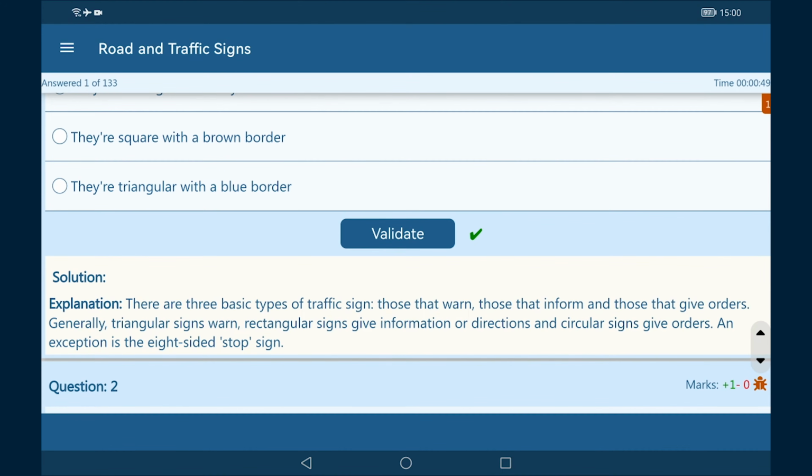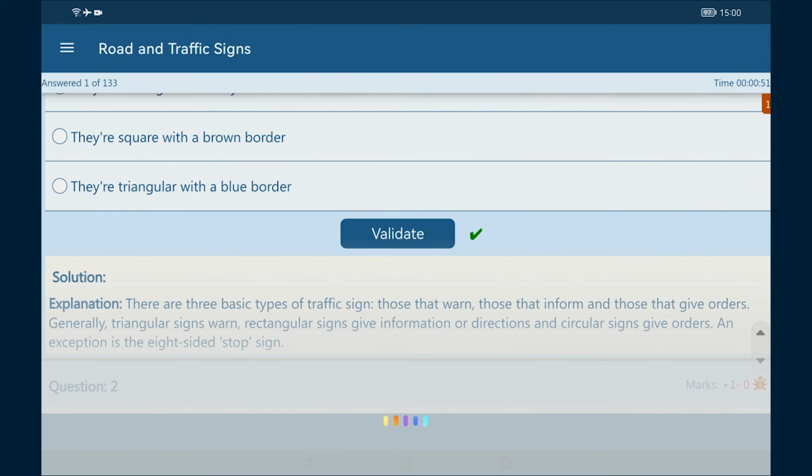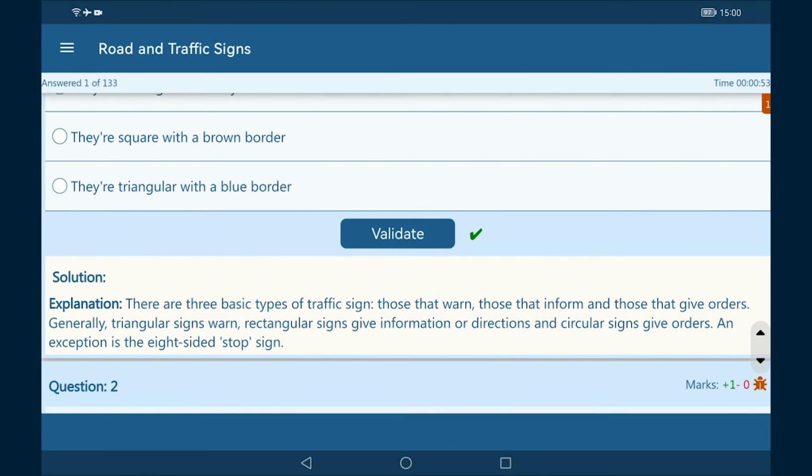Explanation. There are 3 basic types of traffic sign: those that warn, those that inform, and those that give orders. Generally, triangular signs warn, rectangular signs give information or directions, and circular signs give orders. An exception is the 8-sided stop sign.